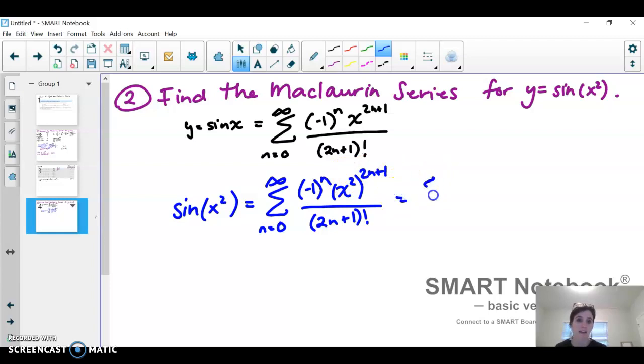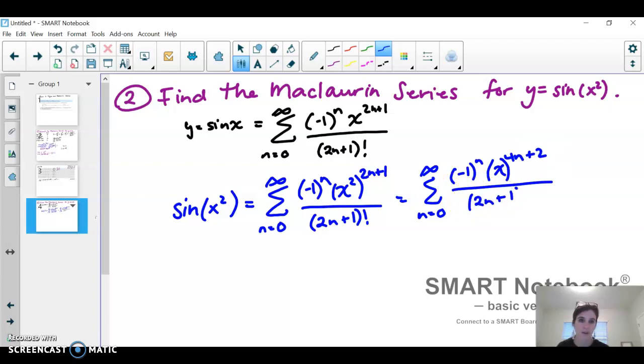So simplifying this out, let's make it a little bit nicer to see. We have negative 1 to the nth power, and that x squared to the 2n plus 1 power, a power to a power is multiplication. So we have x to the 4n plus 2. And that is all divided by 2n plus 1 factorial. All right, let's write out the first 4 terms of this just so that we can see what this looks like.